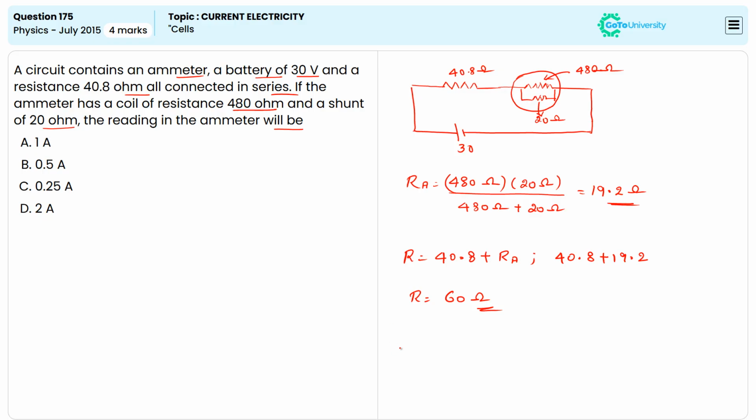By using Ohm's law, we find the current in the circuit as I is equal to V by R. Substituting the values, V is 30 divided by R, which we just found is 60. Then we get the answer 1 by 2 amps, which is nothing but 0.5 amps. So the current here is 0.5 amps. So option B is the right answer here.